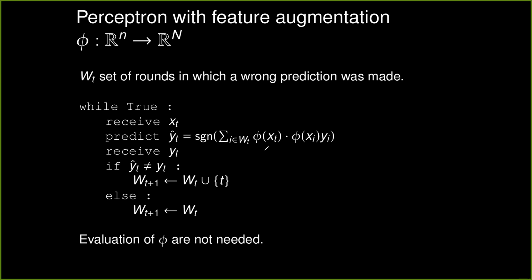Now we apply the algorithm not on xt, but on the augmented vectors, phi of xt. That's the first change. The second change is we don't store WT, but we store the moments where the prediction was wrong. And then this algorithm is precisely the same algorithm. We just compute the sign in a different way. So you see that the learning part is even faster, but the prediction part is a bit slower.